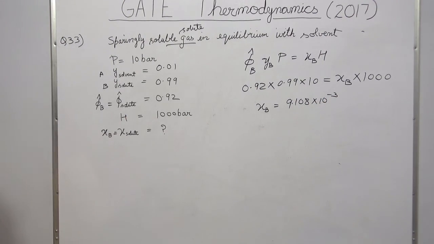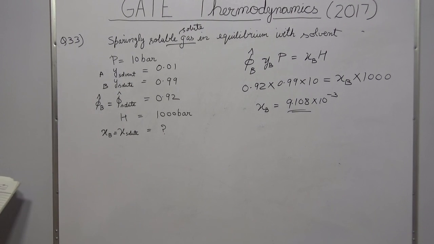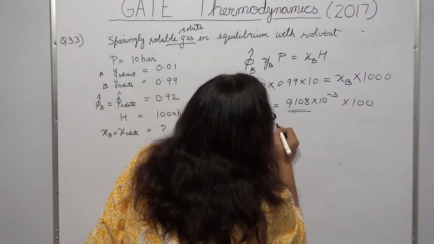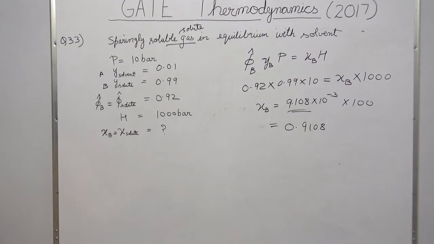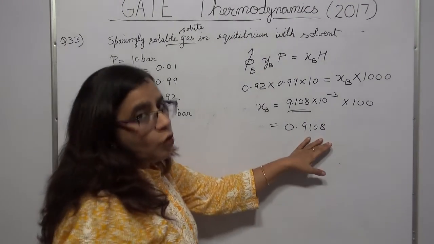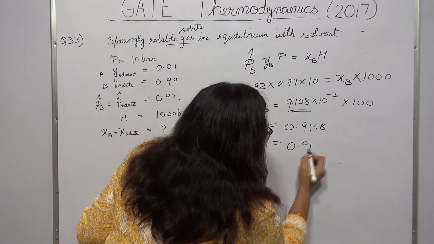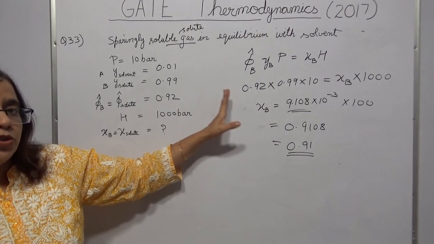Now in the question, if you write this, it will be wrong, because in the question they have specified that you have to write the mole percentage of the solute in the liquid phase. So if you want to calculate the mole percentage, multiply it with 100. So you get an answer as 0.9108. Okay, so this is your answer. Further they say to round it off to 2 decimal places, then you should just write 0.91. So make sure in what terms they are asking for your final answer.